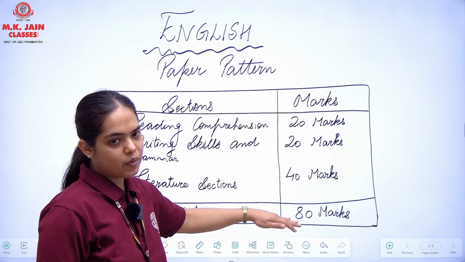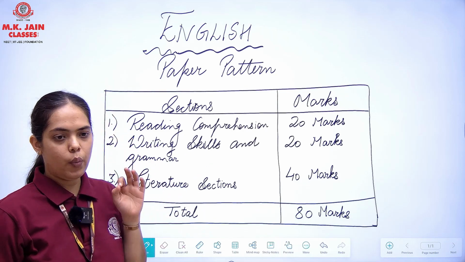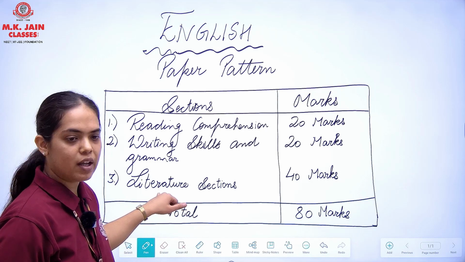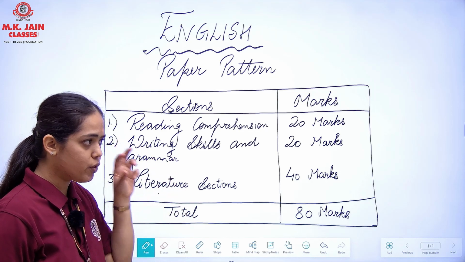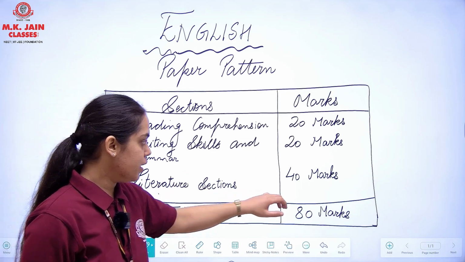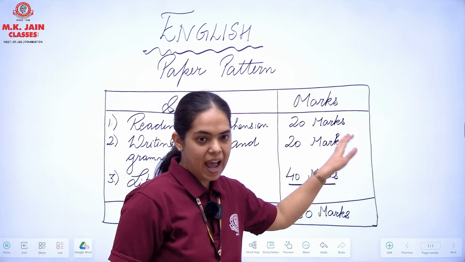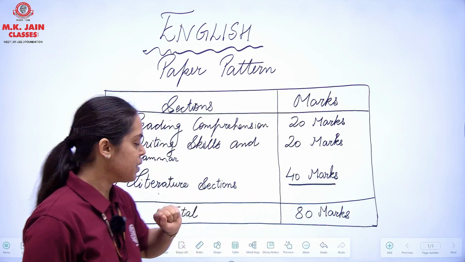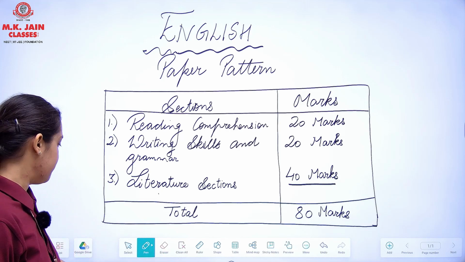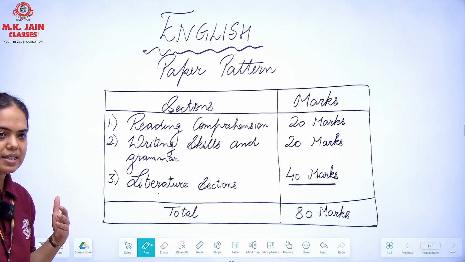So as you can see, students, the major weightage of your English examination is that of English literature. If you focus on all the chapters, your poems and your literature part, you will definitely be able to score well, adding to your overall total. This makes it a total of 80 marks. Am I clear? Okay. Now one by one we will discuss each section.